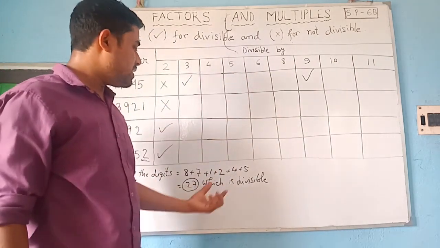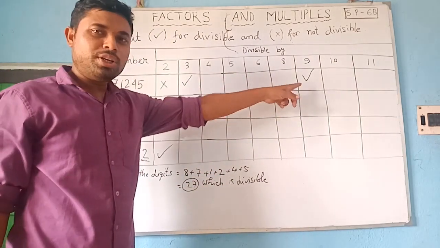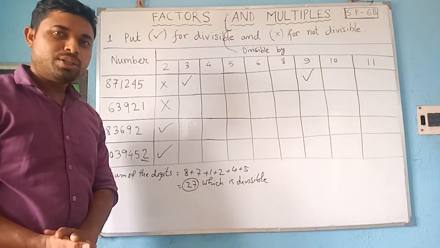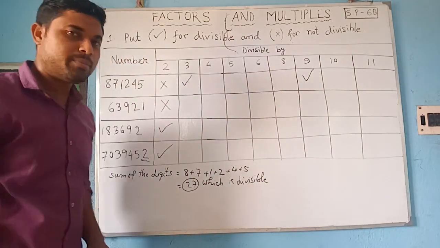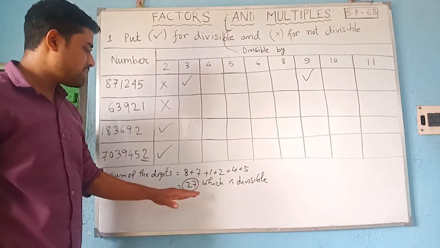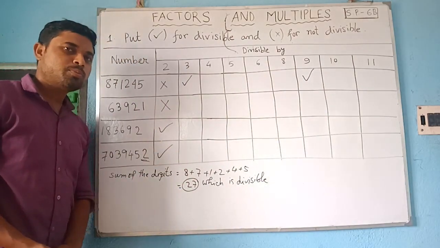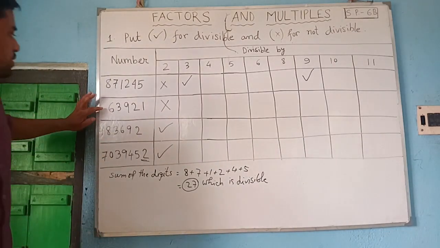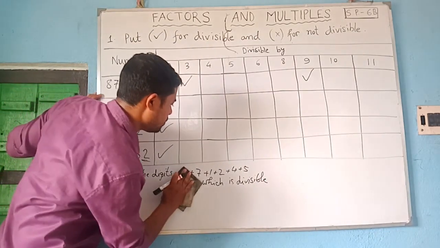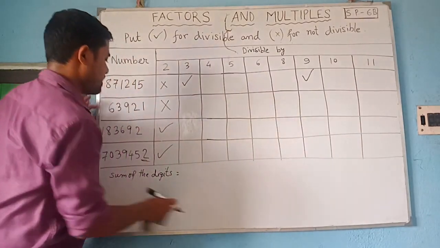If the sum of the digits is divisible by 3, the number is divisible by 3. The rule for 3 and 9 is quite the same. Just check the digits and do their sum. Now come to the next number, 6, 3, 9, 2, 1. Just do the sum.